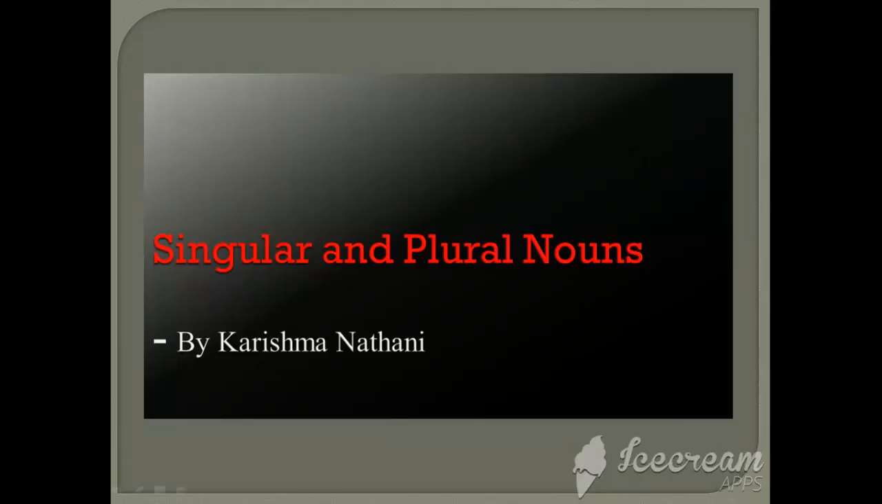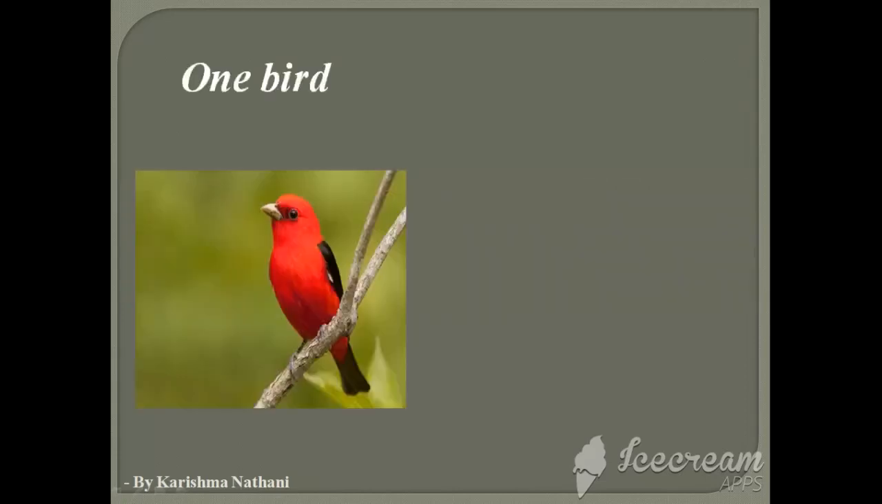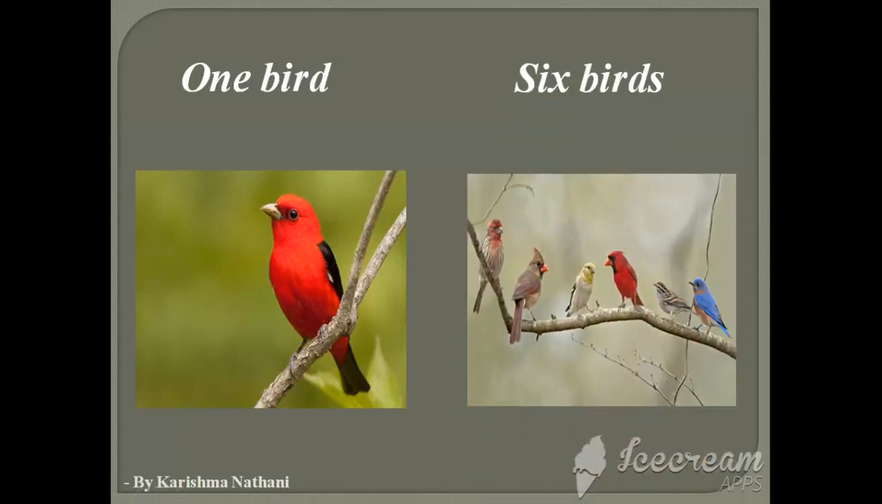Today we are going to learn lesson number 5, singular and plural nouns. Countable nouns can be both singular and plural. They can be shown with a number like 1, 2, more, many, etc. For example, one bird, 6 birds.